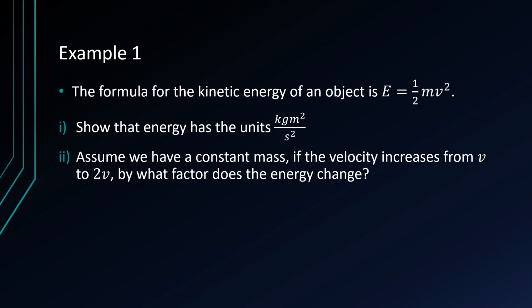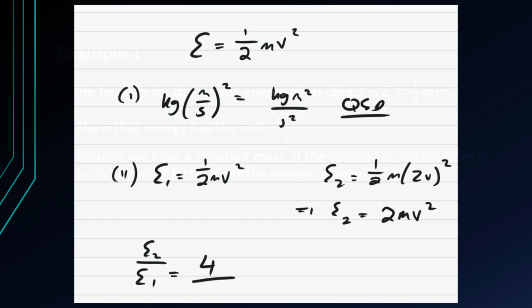So if you'd like to give this problem a try, you can. Pause the video, and I will go through the solution now. So 1/2 mv squared, mass is in kilograms, and v is velocity, so it's in meters per second. Again, using a distributive law, this square can go in with the meters and the seconds to get kilogram meter squared per second squared. And that's been proven.